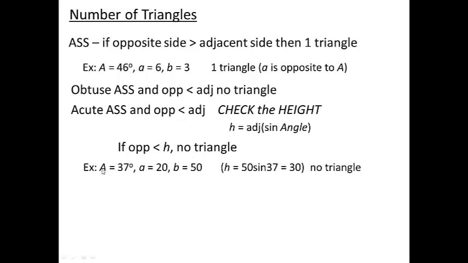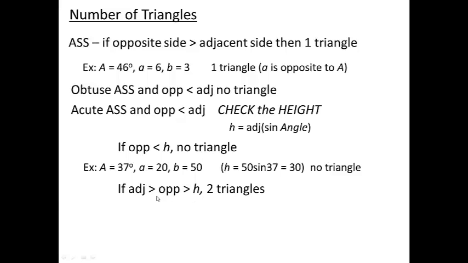Okay, like this one. I see that this is an ASS. This is my opposite. This is my adjacent. Find the height. My height is using this little thing here. I get 30. So 30 is too long for this opposite side. It's going to keep the opposite side from touching down and making a triangle. So there's no triangle.